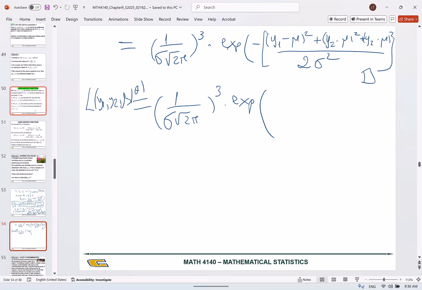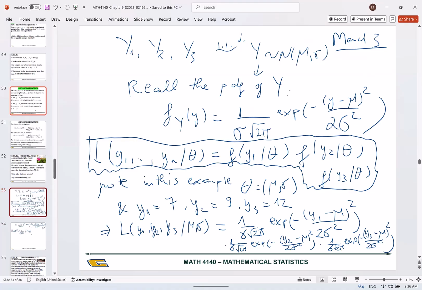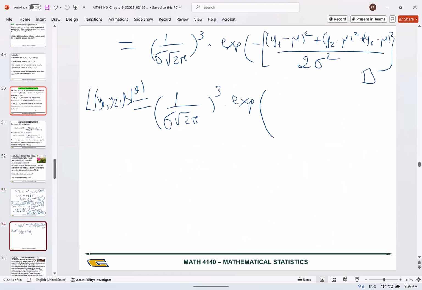But my point here, one more important thing, is that you didn't use your data yet. Now you just plug in your data, y1, y2, y3. In this case, y1 is 7, y2 is 9, and y3 is 12. So basically now we just replace them. It will be negative, 7 subtract mu squared plus 9 subtract mu squared plus 12 subtract mu squared. I just use a curly bracket.